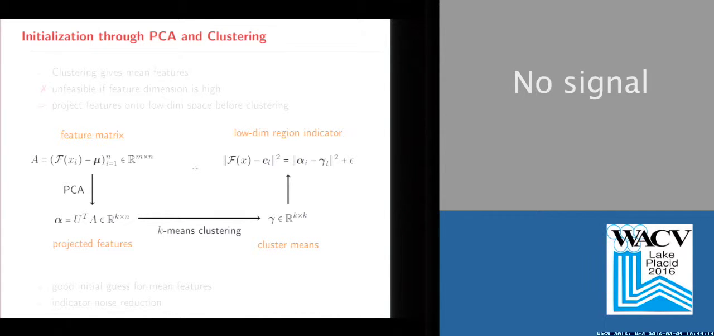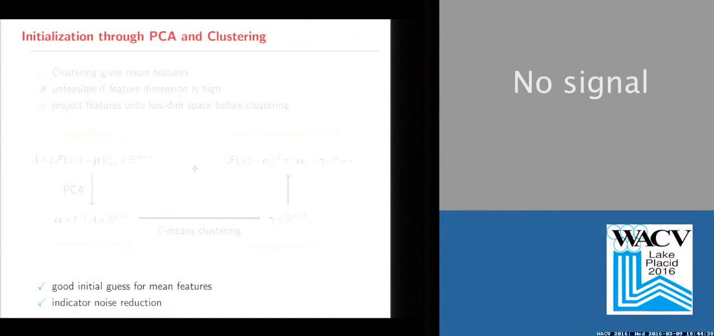And then we can perform k-means clustering on the projected coefficient space and get the cluster means in this lower dimensional space. And now the nice thing for this region indicator is that we can plug in both the coefficients and the clusters in the lower dimensional space and use these as the region indicator, and this also helps to suppress noise in the indicator itself. So combining these, we have first of all a good initialization of the mean features, with which we can compute the segmentation with the variational method, and also we have indicator noise reduction built in.